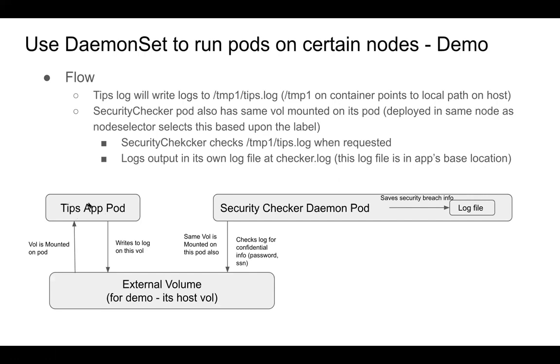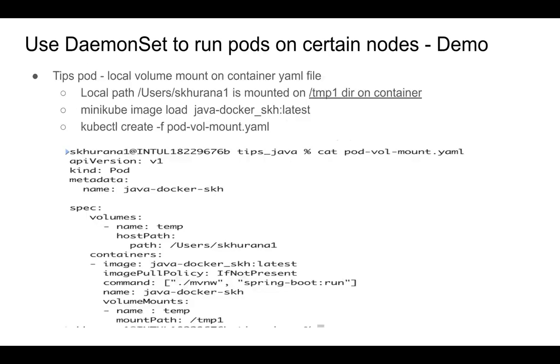For this application, it's a path inside the container itself, but that path inside the container is mounted from an external volume. We will discuss the volume and all those things in the subsequent sessions. But this is how this application is writing. Then this daemon pod is running, checking the log file because it has mounted the same volume. It's checking the log file and finds those SSN or password. It just logs it.